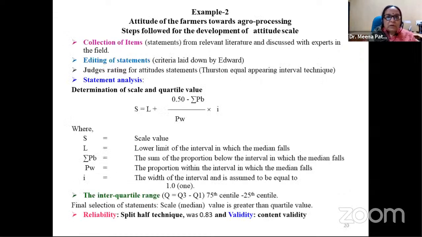Again, I am quoting another scale, that is towards agro processing. As we know, there is an age of Startup India. You have to develop a number of scales to see whether people are positive or not towards starting agro-based units or enterprises. So again, in the same manner, there was collection of statements, editing of statements, judges rating, and with determination of these values, the reliability was found with the split-half technique to be 0.83. It was developed by one of the PG students of extension education in 2012, and it was used by the researcher.